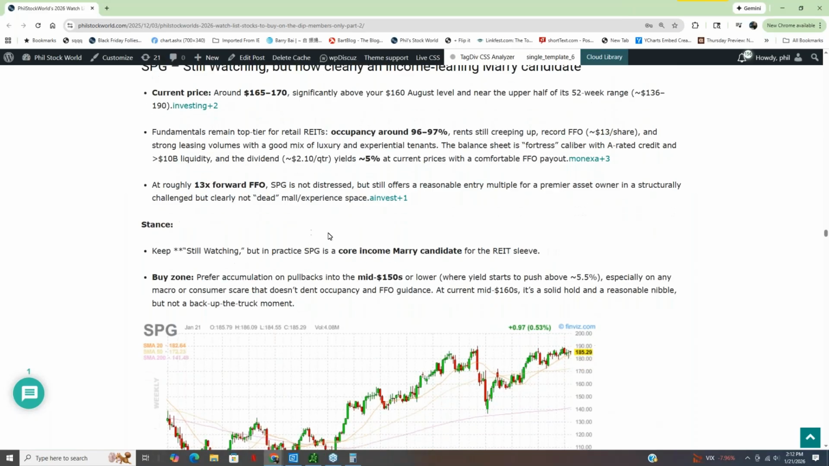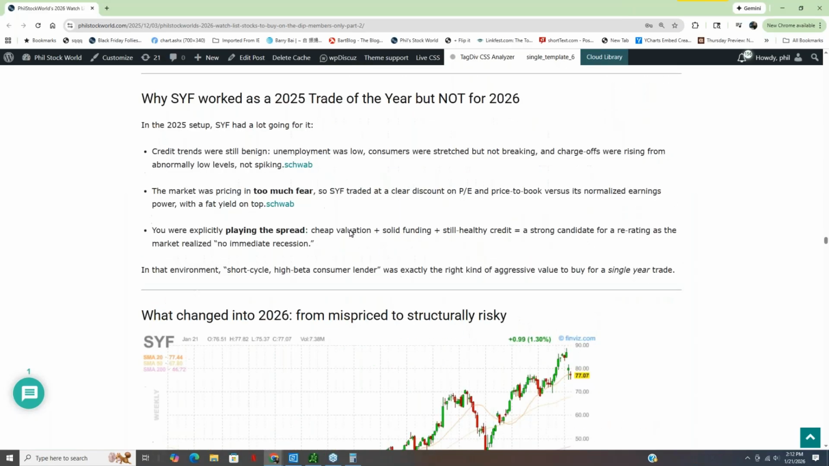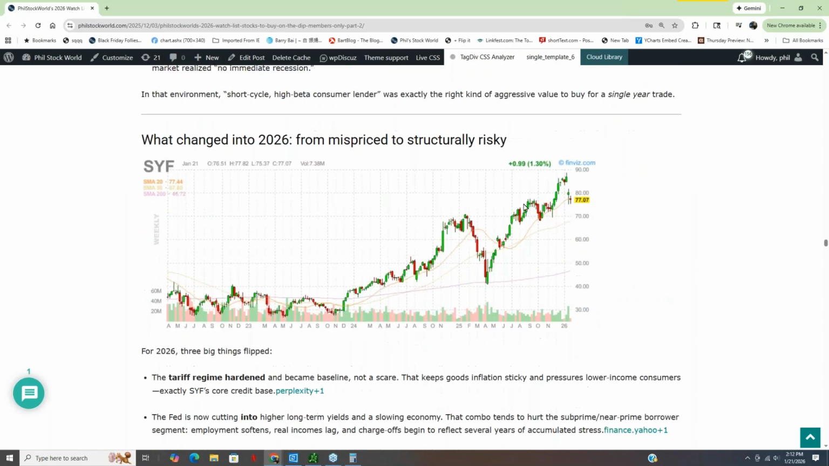SPG, still flat, so we're good on that one as a try. SYF was our trade of the year. In November and Thanksgiving, we picked SYF for our trade of the year. It took off. We actually took the money off the table here because it made so much money so fast that we were like, why risk it?